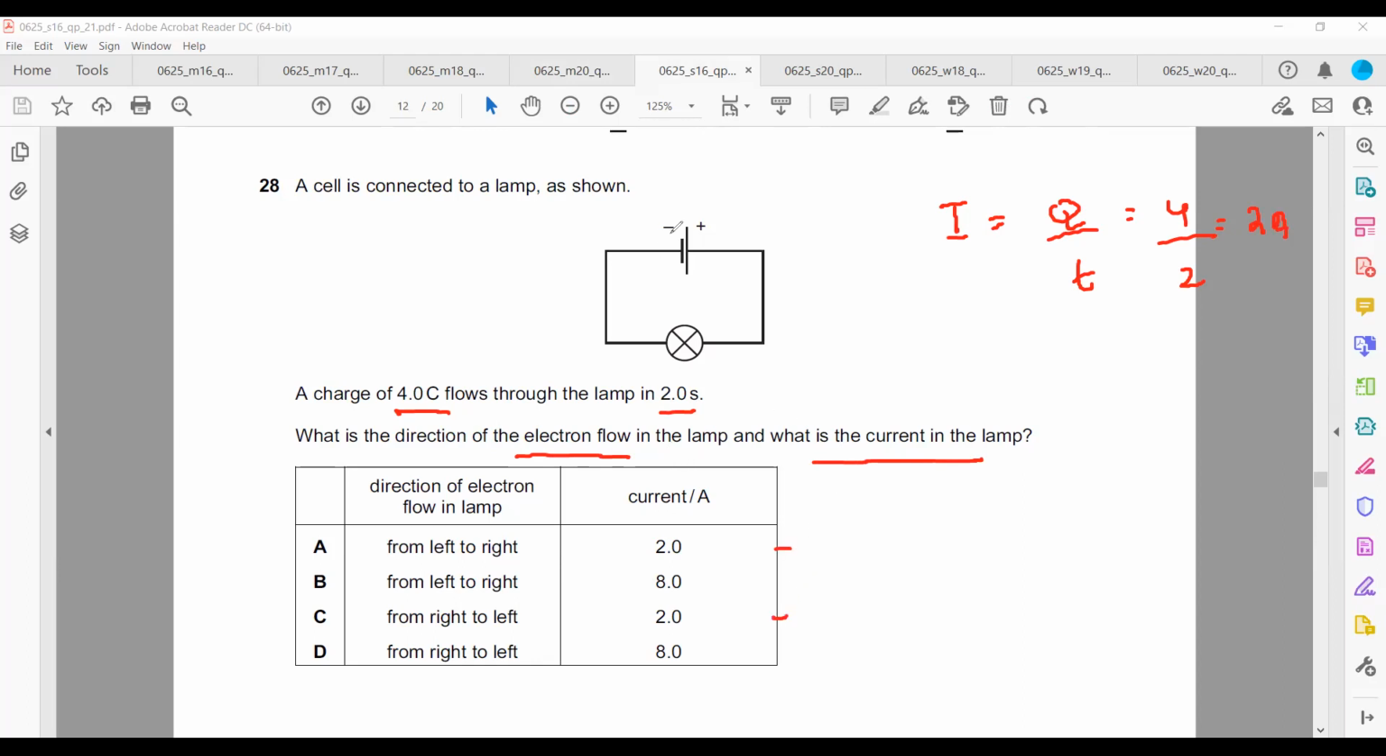But what about electron flow? Because this is a negative terminal, so electrons move from negative to positive. So they're asking what is the direction of electron flow in the lamp. So this is a lamp. So this is the right side of the lamp and this one is the left side of the lamp. So how are the electrons moving in the lamp? From left to right. So it is 2 ampere and they're moving from left to right. That's why A is the right answer. Is it clear?